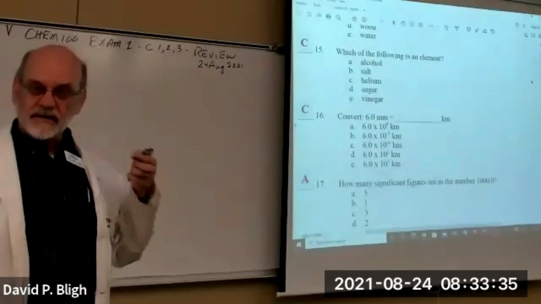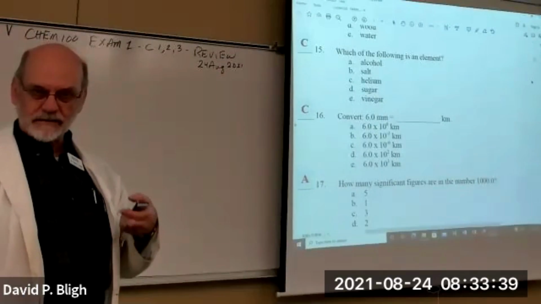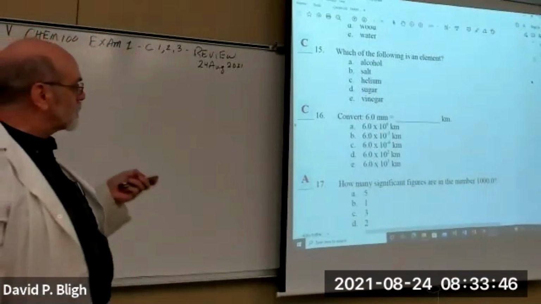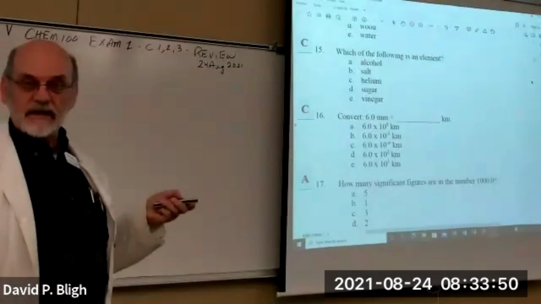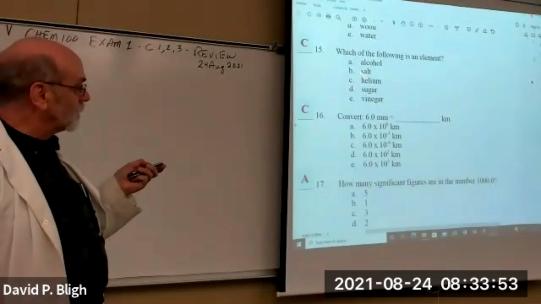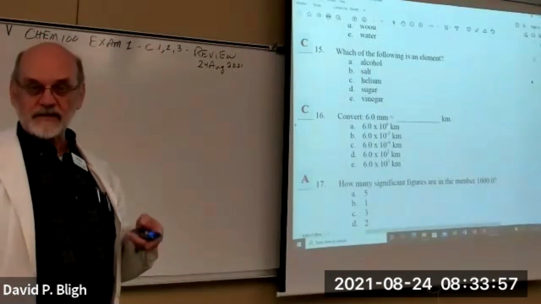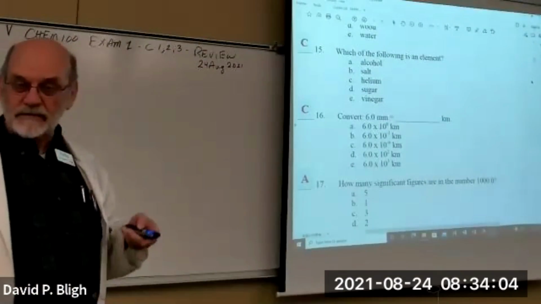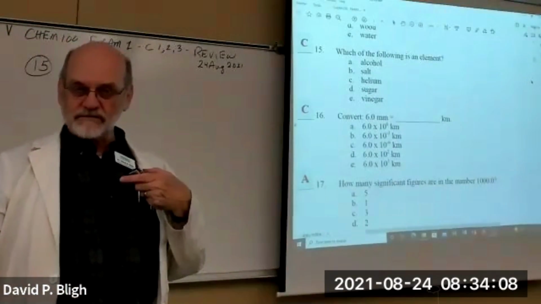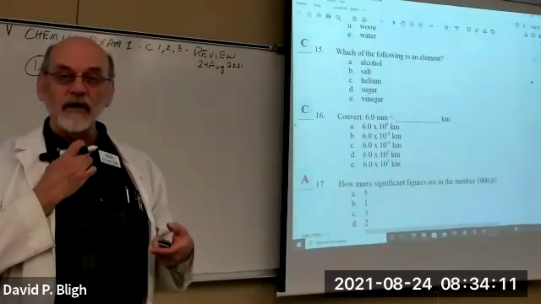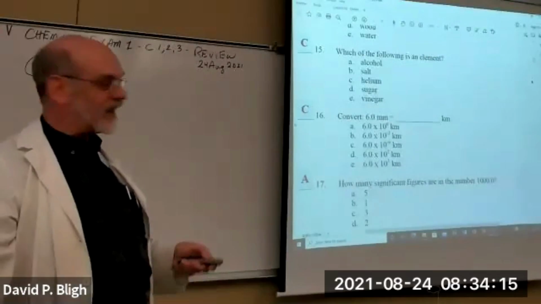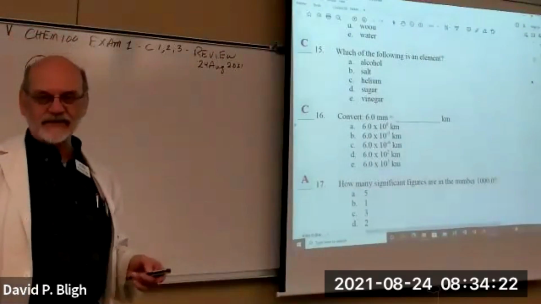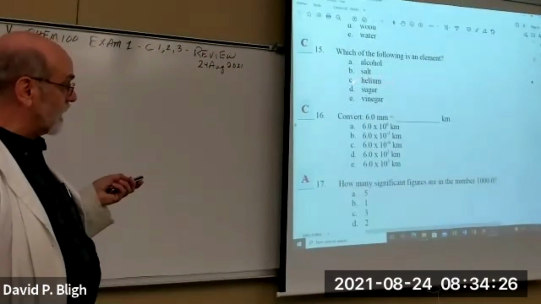An element is a pure substance when reduced to its most basic part is an atom. So if we reduce alcohol to its most basic part, it's still a molecule. Salt, reduced to its most basic, is an ionic compound of sodium and chlorine. Helium, there's your element. If you subdivide helium down to its simplest form, there will be one atom of helium. That's an element. Sugar is a molecule. Vinegar is actually a solution of acetic acid in water. So helium is the only one that satisfies that.